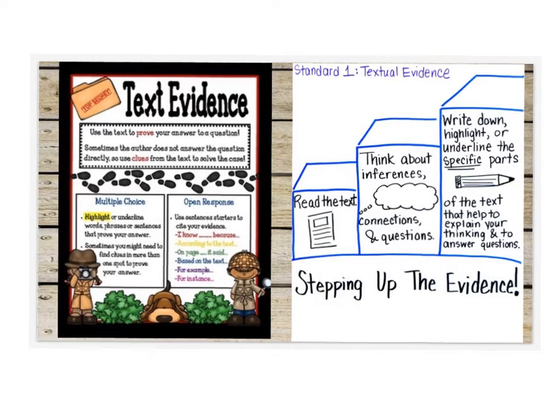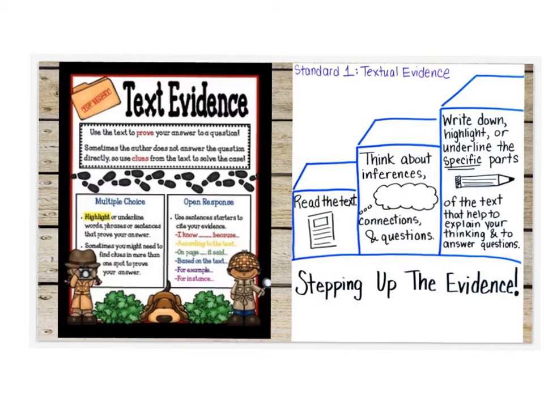As we've learned in the past, using text evidence means that we prove our answers by going back to the text. Sometimes an author doesn't answer the question directly, so we have to use the text and find the clues that the authors give, kind of like a detective. We have to highlight, underline those words and phrases that prove our answers, and the trickiest part is finding the strongest answers in the text.